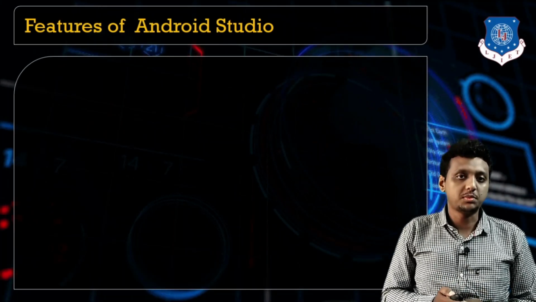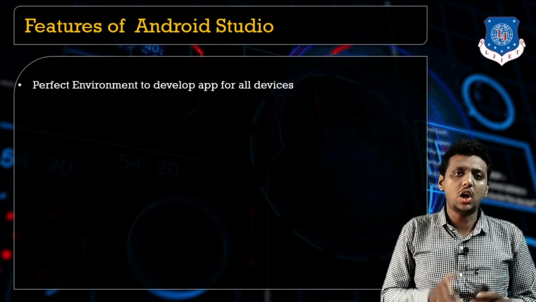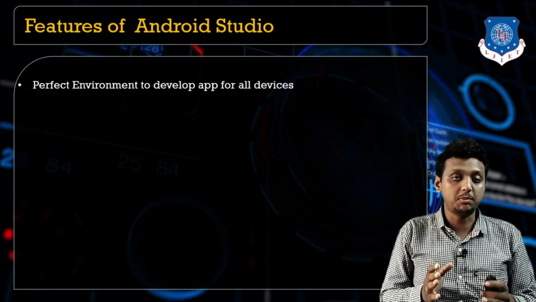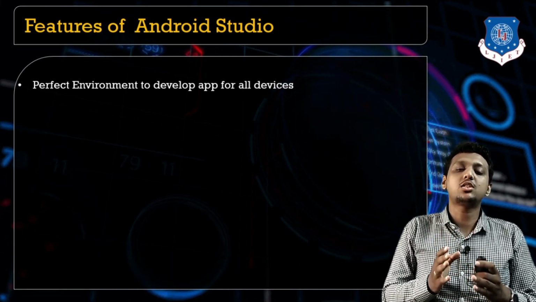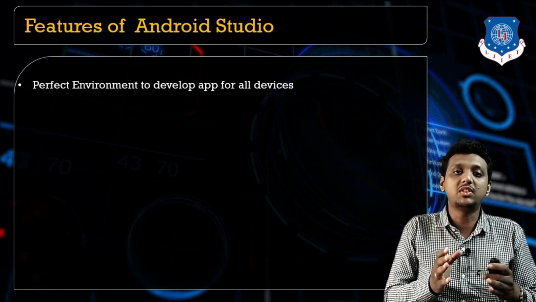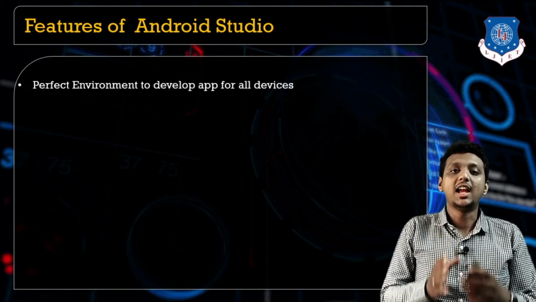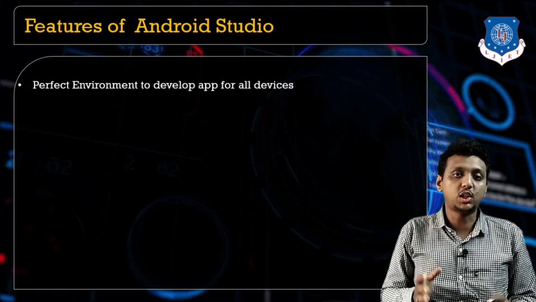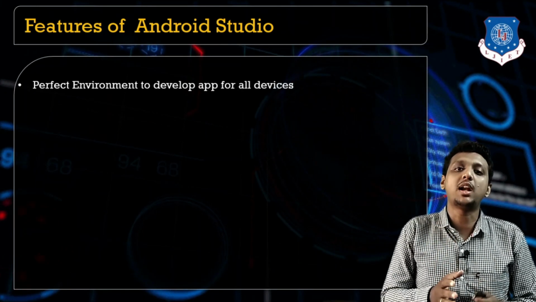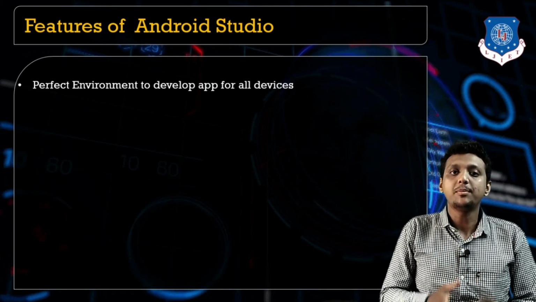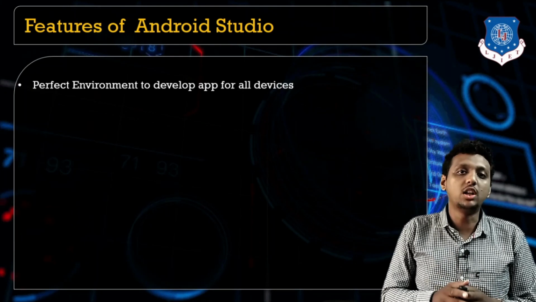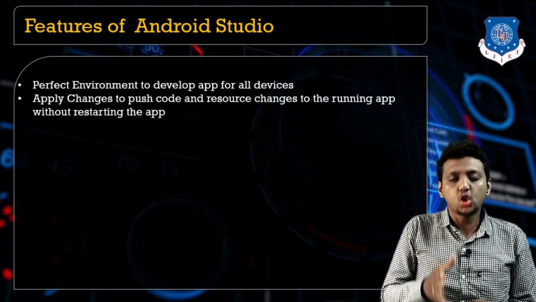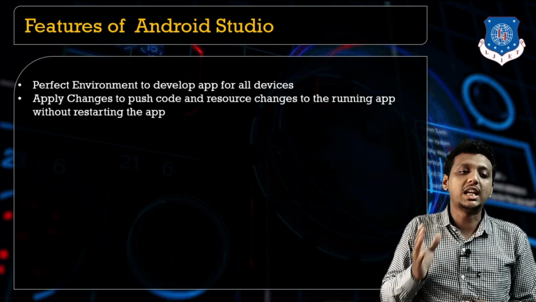Now, let's see the features of Android Studio. So, the features of Android Studio are that it's a perfect environment to develop applications for all devices. That means you can test your application on multiple smartphones with the help of AVDs. As well, it is providing you the environment through which you can develop your application for all kinds of devices, not only for smartphones but also for Android TV, Android tablets, and other Android devices. Next, it applies code and resource changes to the running application without restarting the application.